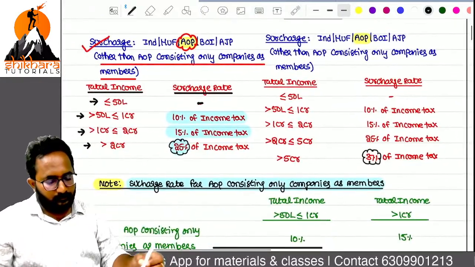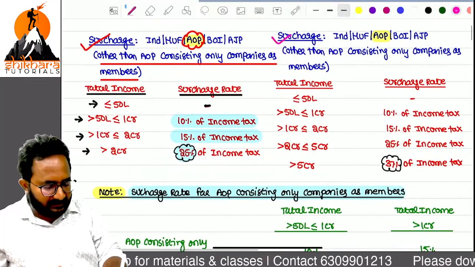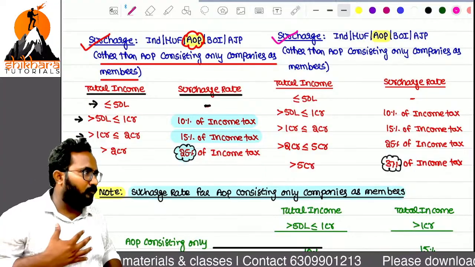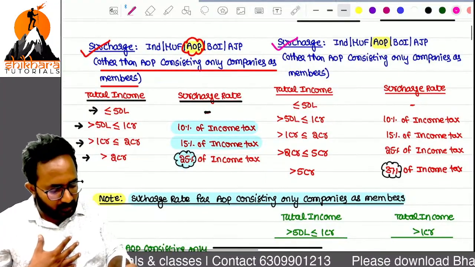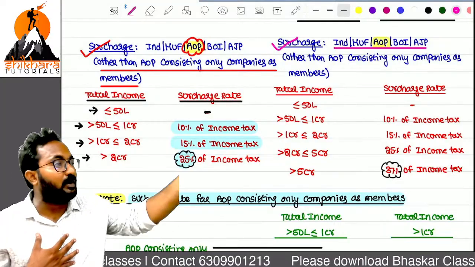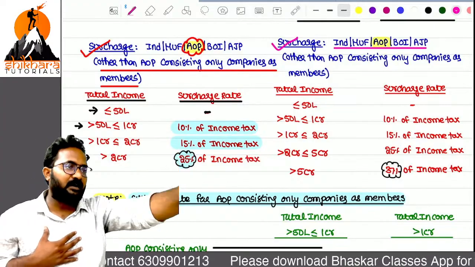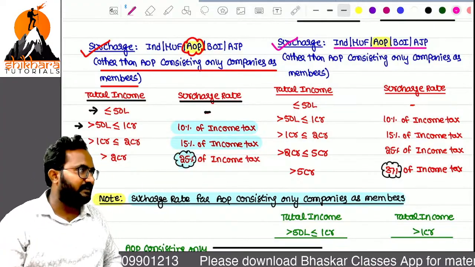Sir, what is a surcharge, sir? We calculated the tax liability. That's okay, sir. Now I want to know the surcharge rates for the individual, HUF, AOP, BOI, AJP who followed the old regime, the normal tax regime, or the optional tax regime. What are the surcharge rates? I want to tell you.